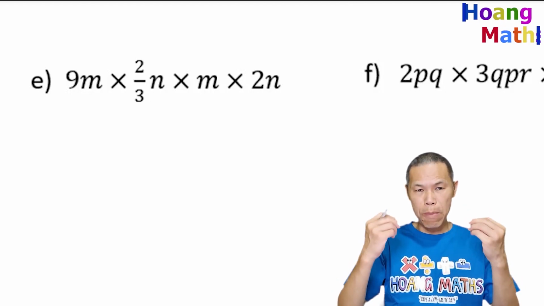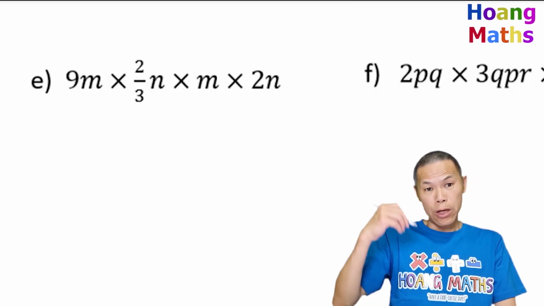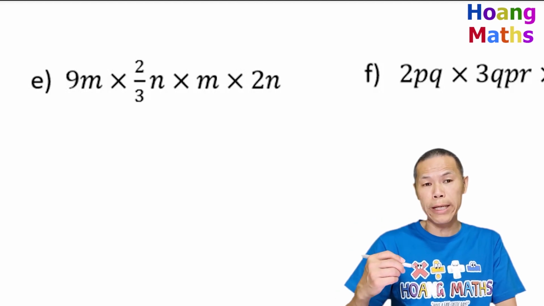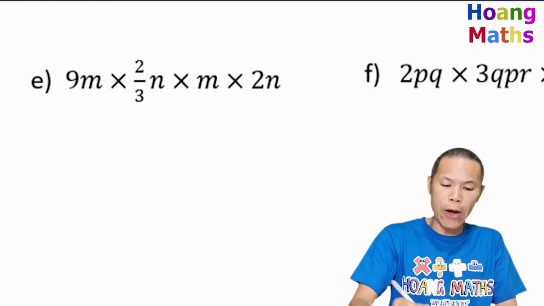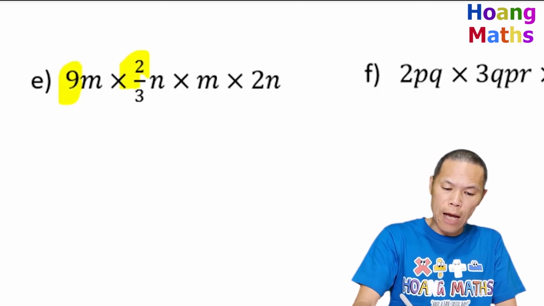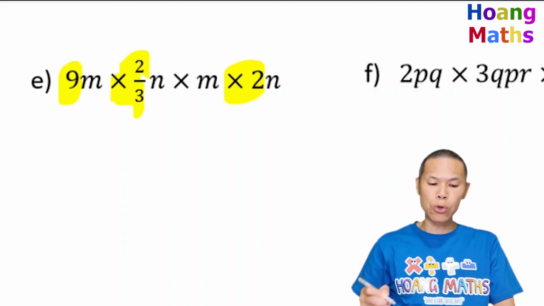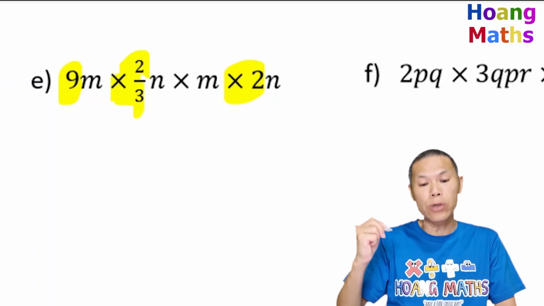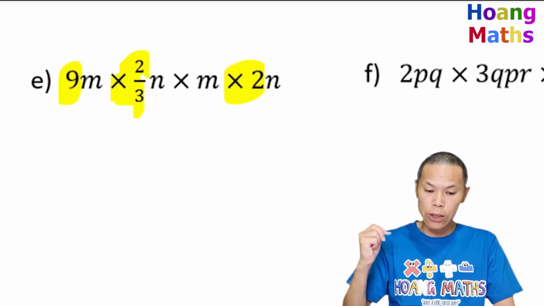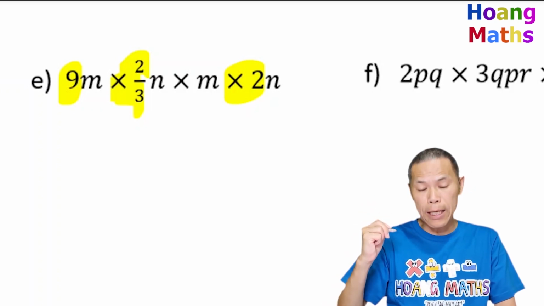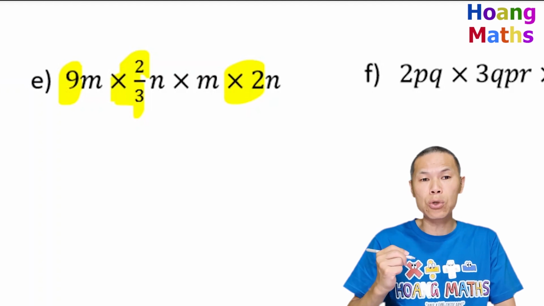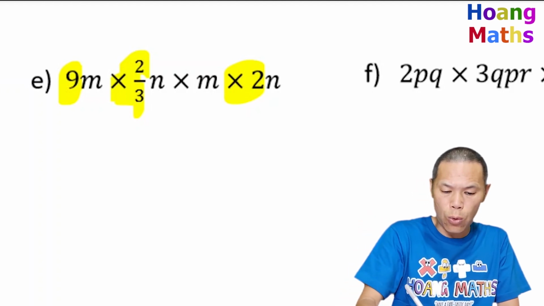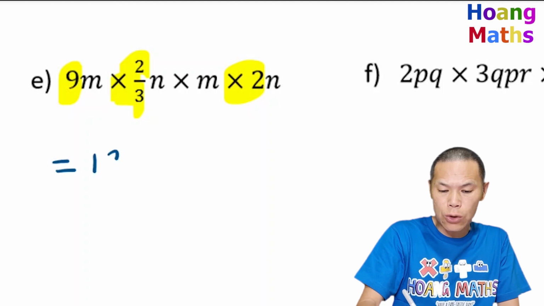Part E. So remember, with numbers, we use a calculator and multiply them together. Otherwise, if you're good with your multiplication skill, we just do it in our head. So 9 times 2/3 times 2. You can just put it in a calculator, 9 times 2/3 times 2. Your answer should be, because 9 divided by 3 is 3, and 3 times 2 will give me 6, and 6 times 2 is 12. So the answer is 12.